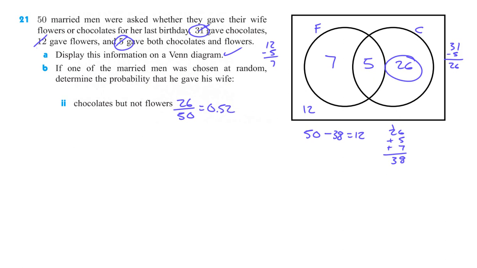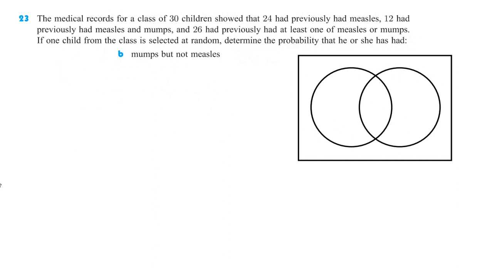Okay. All right. Moving on here to number 23. The medical records for a class of 30 children showed that 24 previously had measles. So we got measles. 12 previously had measles and mumps. So this one's going to be mumps over here. And 26 had previously had at least one of those. Okay, so again, important part, try to find this middle thing here first. Because we have to determine the probability, you're going to want to fill out this Venn diagram. It's going to make your life so much easier.